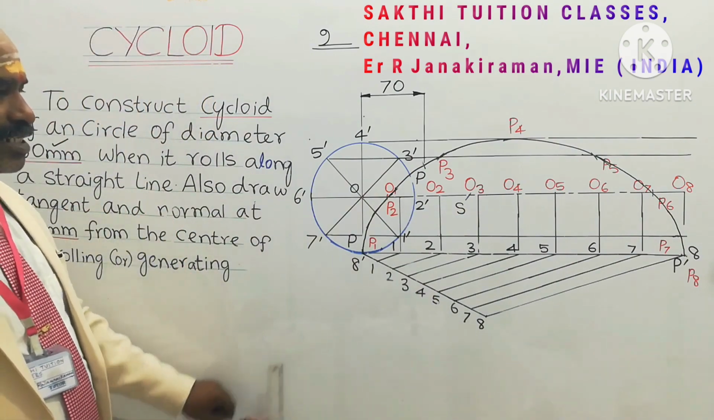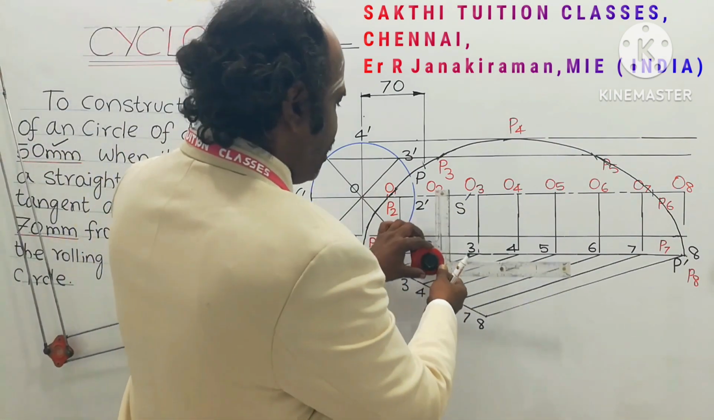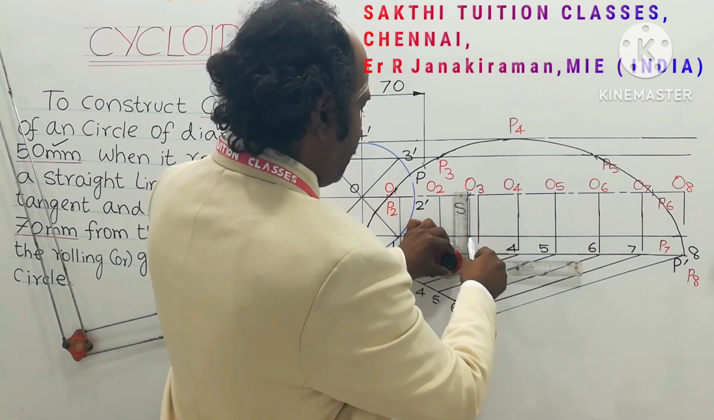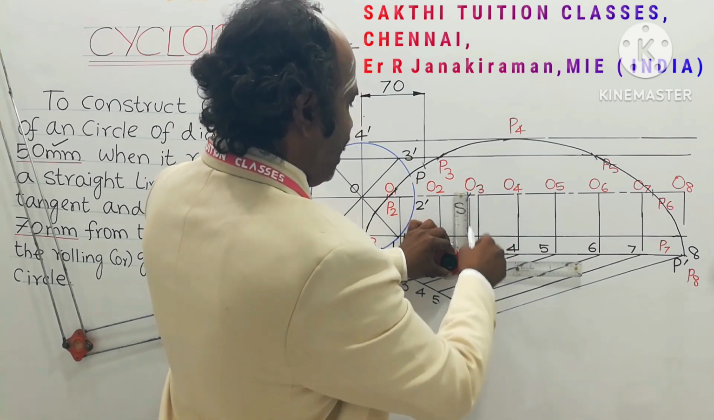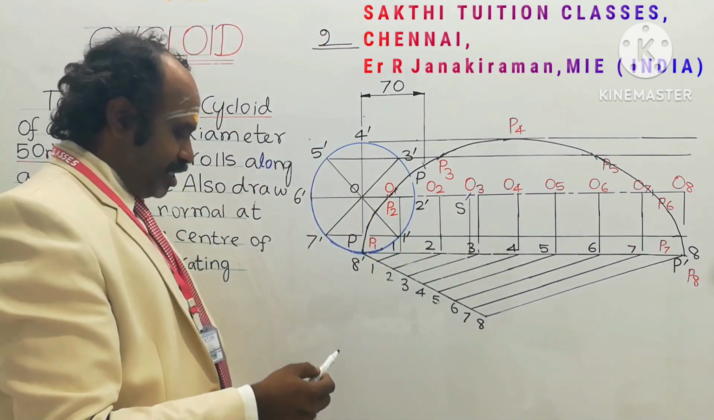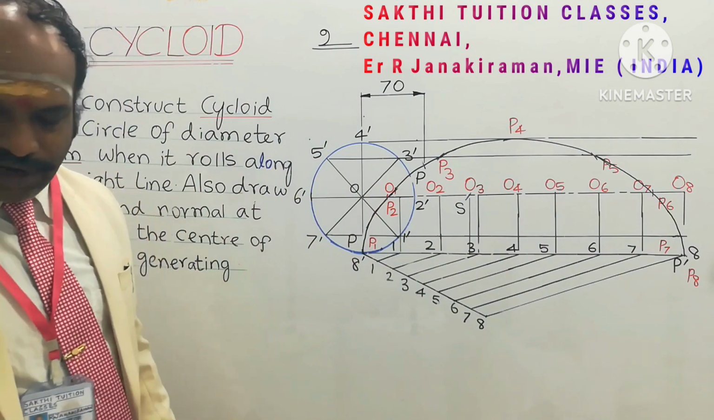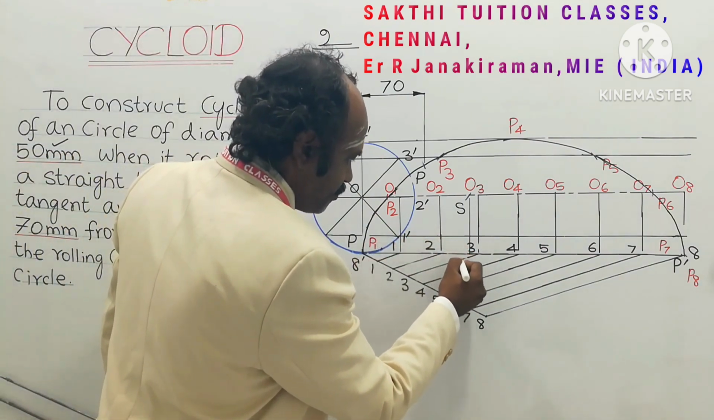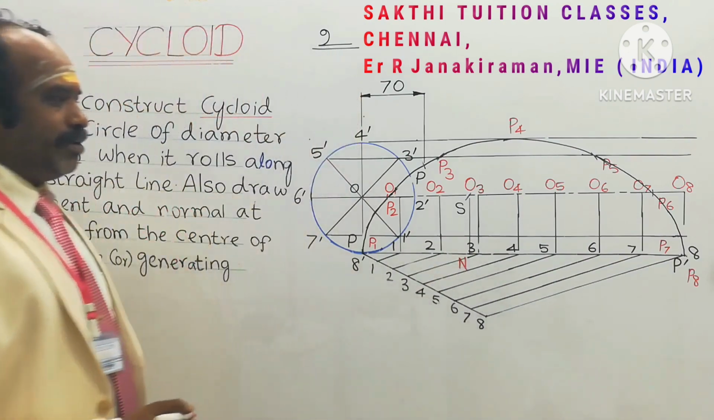Next, take the vertical scale of a drafter and draw one vertical line passing through point S. Okay, like this. Where the vertical line intersects with the fixed straight line P dash, that point shall be marked as N for drawing the normal. So this point is marked as N. Join NP.